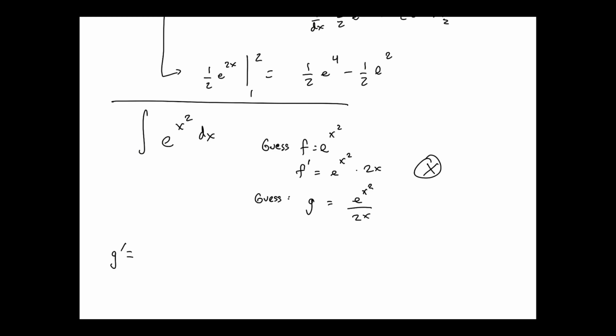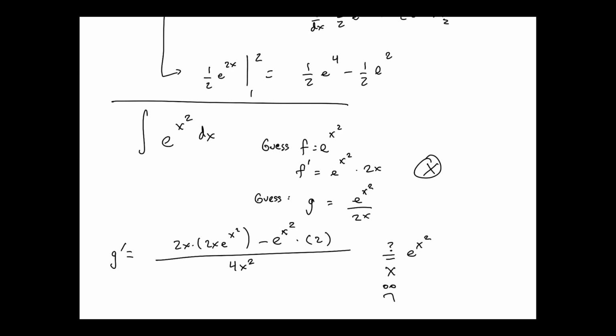So what's the derivative of e to the x squared over 2x? Well, what's the quotient rule say? Low d high minus high d low all over low squared. Is that equal to e to the x squared? No.